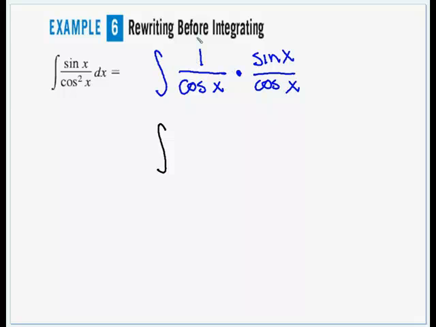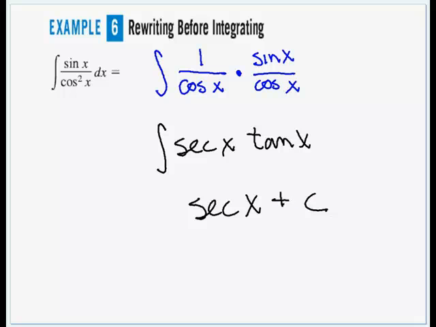So let's see, what's the reciprocal identity of cosine? Well, 1 over cosine is the same thing as secant. Sine over cosine is tangent. Secant times tangent. I remember deriving something that gave us the derivative of secant times tangent. And that something was secant. Secant of x, and don't forget to add the constant c.